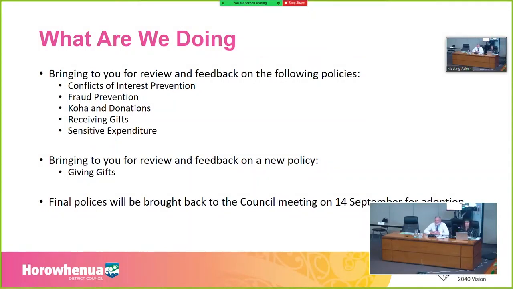So just to give you an idea of what we're doing today, we're bringing to you for review and feedback the following policies: conflicts of interest prevention, fraud prevention, koha donations, receiving gifts and sensitive expenditure. We're also bringing today a new policy around giving gifts. These are draft policies for your feedback today. The final policies will be brought back to Council at a Council meeting on 14th September for adoption.